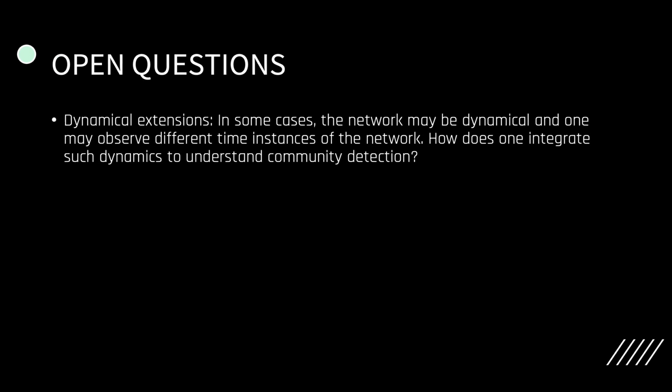Lastly, I'll end this video by providing some open and settled questions in this SBM. First is regarding the dynamical extensions. In some cases, the network can be dynamical and one may observe different time instances of the network. How can we integrate such dynamics to understand community detection? More simply put, how can we grasp the changes with more granular timescale of the dynamicity of the communities?